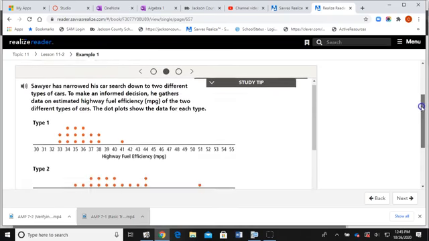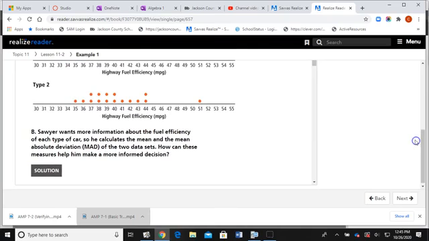For the next one, same process, part B though, says Sawyer wants more information about the fuel efficiency of each type of car. So he calculates the mean and the mean absolute deviation. That stands for mean absolute deviation, short for MAD. Mean absolute deviation of the 2 data sets. How can these measures help him make a more informed decision?